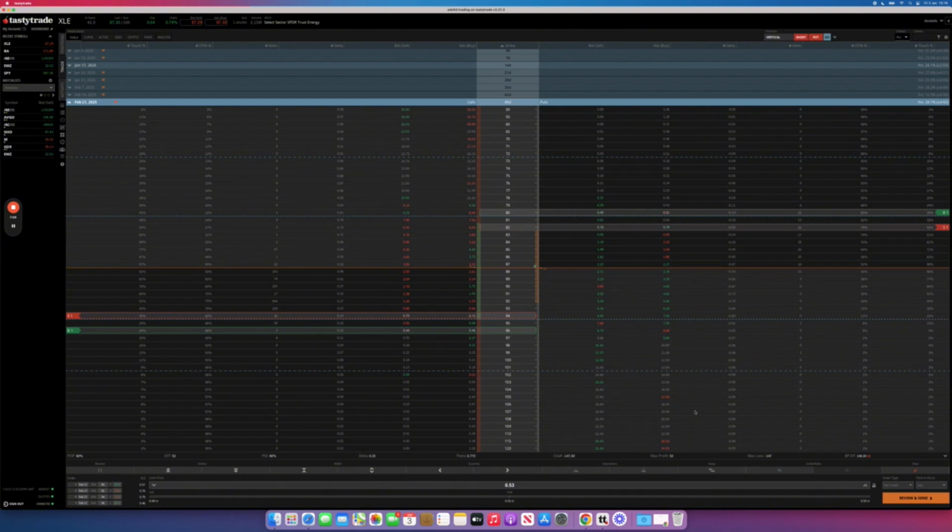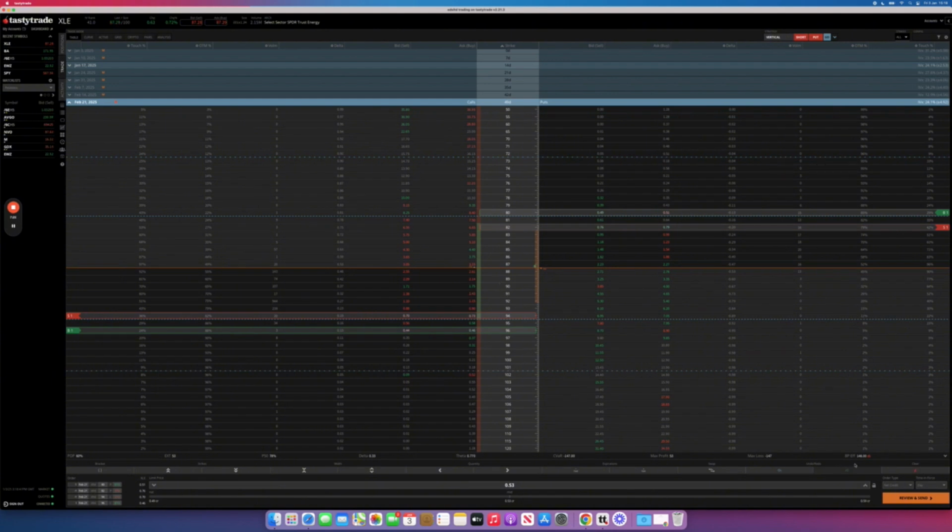Now, this is essentially the trade-off that we're making. This is the difference between a naked and covered position. However, if you have a small portfolio, you may not actually have the choice. You may have to go with a covered position, simply due to buying power constraints.